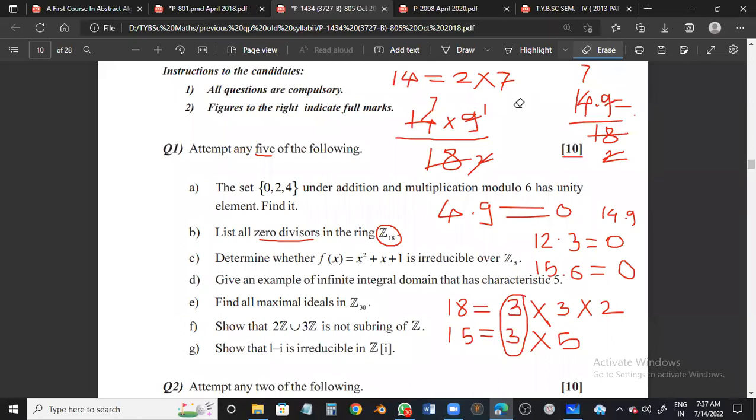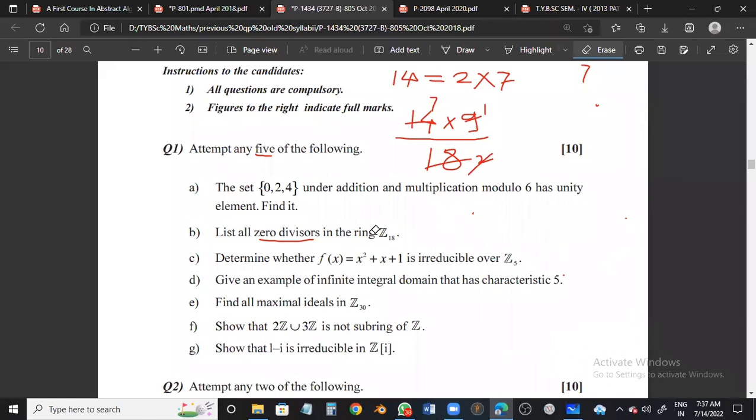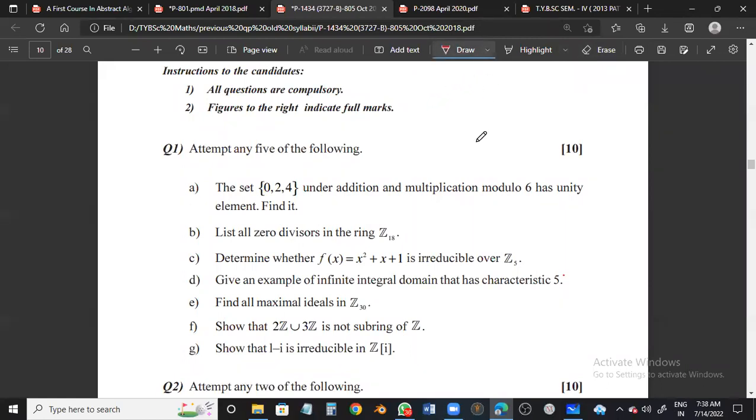The C part. What is the C part asking you? Determine whether the polynomial is irreducible over Z5 or not. How do you determine this? This is Z5. Z5 means only 5 elements, 0 to 4. So just prepare a chart as last time we did: values of x, values of f of x, and then your decision.